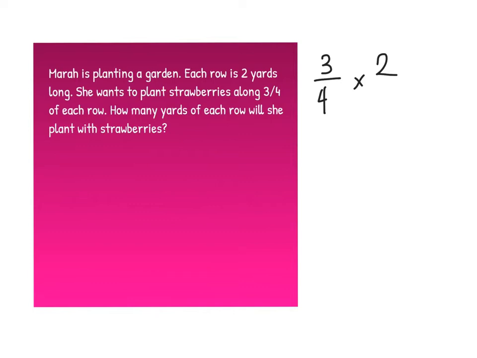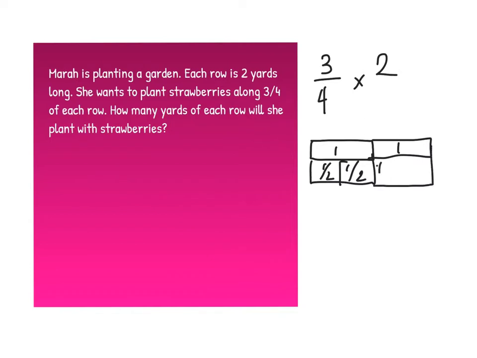So we can create a model to help us solve this problem. I might say we have one row which is 1 and another row which is 1. And I'm going to find 4 fraction strips that have the same denominator that fit exactly under the 2 wholes. So I can do 1/2 and 1/2, 1/2 and 1/2. So I had to find 4 fraction strips that would fit under the 2 wholes. So that's what I did.